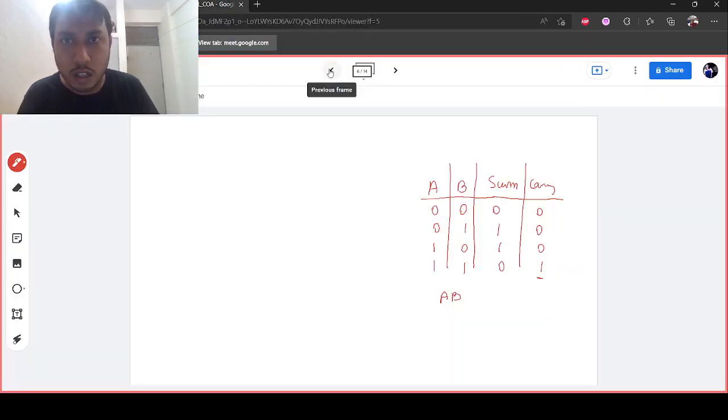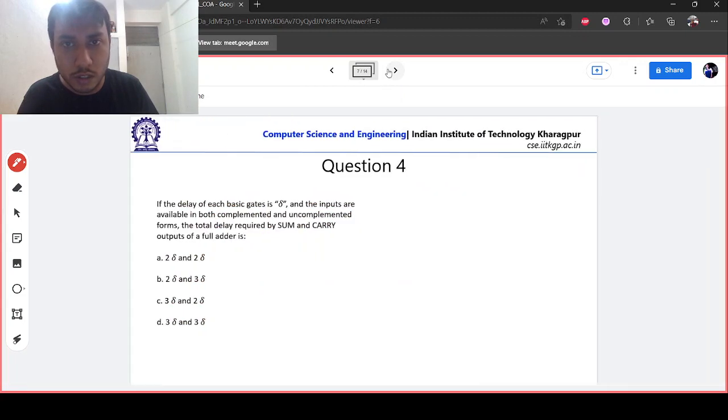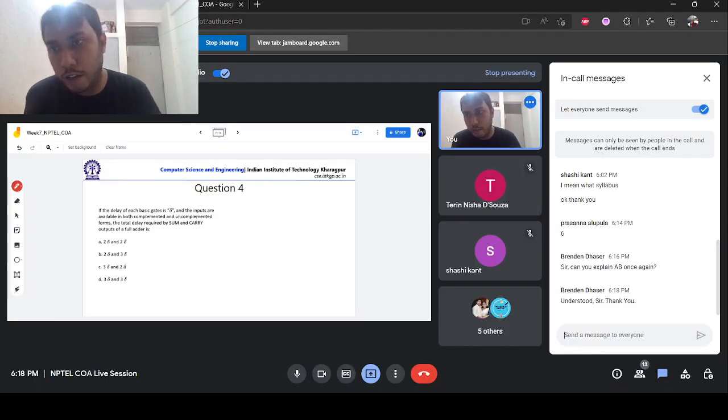Okay, so let's go to the next question. The question is, the delay of each basic gate is delta, and the inputs are available in both complemented and uncomplemented forms. Then the total delay required by the sum and carry output of a full adder is which of the following?